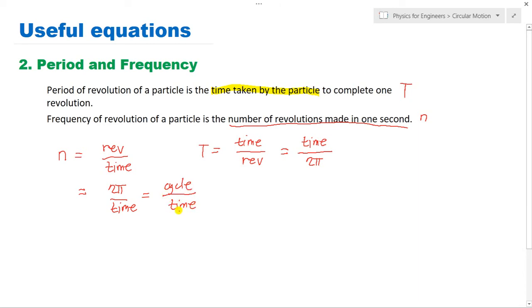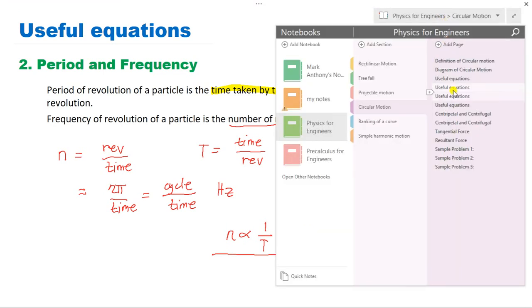Hertz is a unit of frequency, yung sinasabi natin na hertz. So therefore, the relationship that exists between period and frequency is that frequency is inversely proportional to our period, or N is just equal to 1 over T. So ito, inverse sila, yung period at saka frequency.